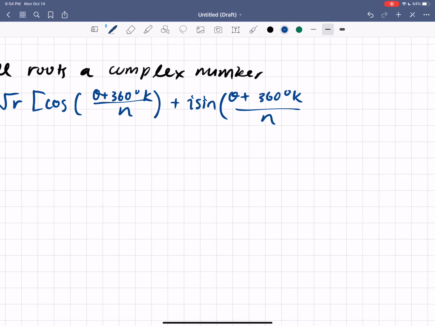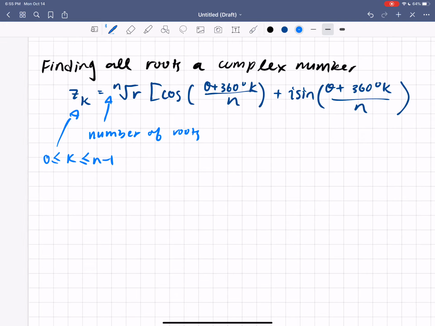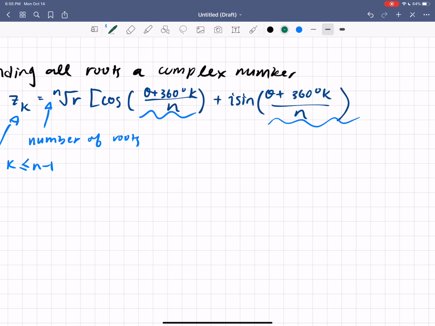Essentially, n is your number of roots. K ranges from 0 up to n minus 1. And then these are the parts you'll want to evaluate first. So I will show you an example.